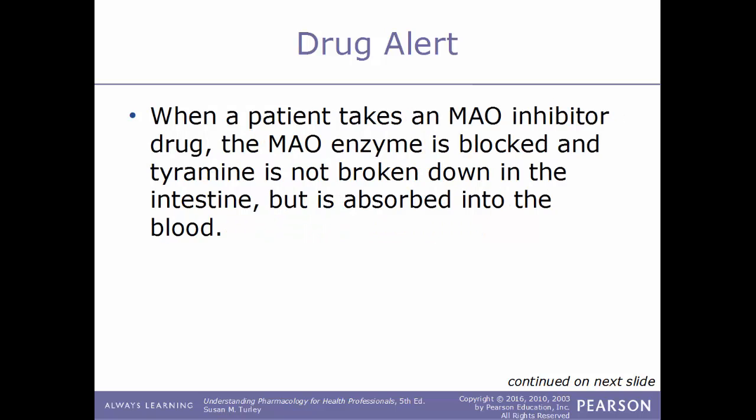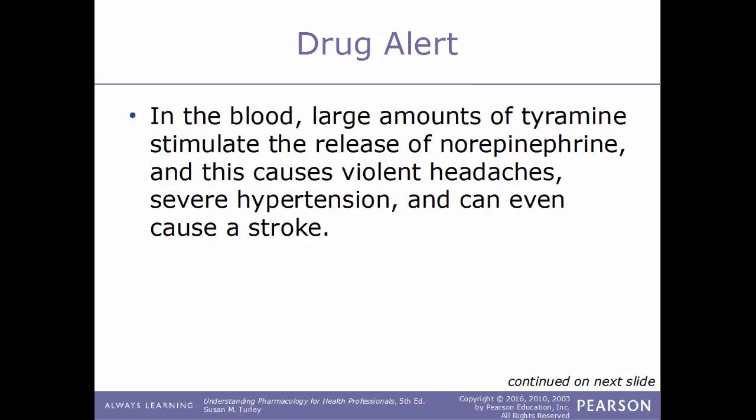Now, when a patient takes an MAO inhibitor, the MAO enzyme is blocked and tyramine is not broken down in the intestines, but instead it gets absorbed into the blood. So once in the blood, large amounts of tyramine stimulate the release of norepinephrine, and this will cause violent headaches, severe hypertension. It can even cause a stroke.